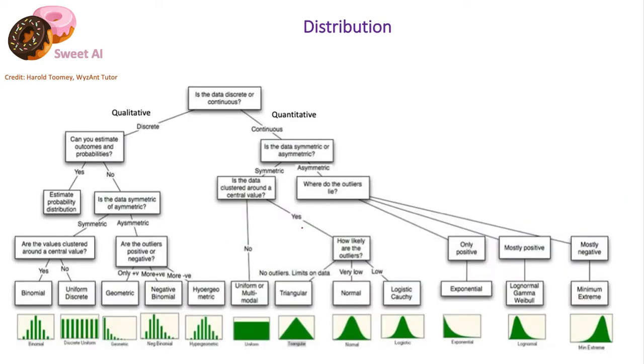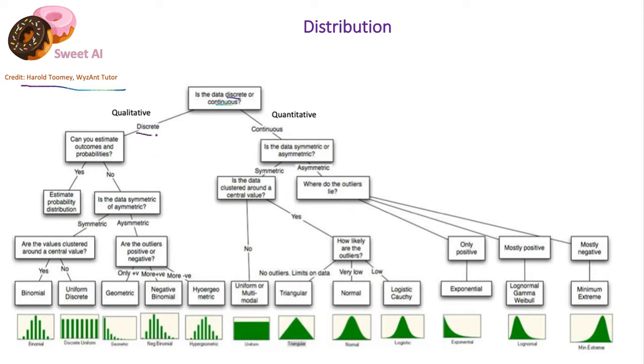Now let's talk about distribution. So I got this picture. It's not the highest quality picture, but I got it from here. You can go on this website and see it. And what it does is, depending on whether the data is discrete or continuous, we can decide on the type of distribution that we are going to get.